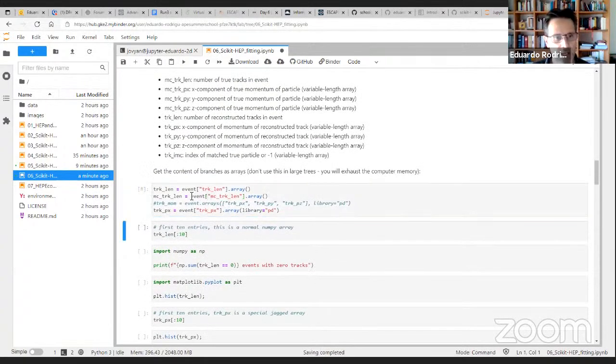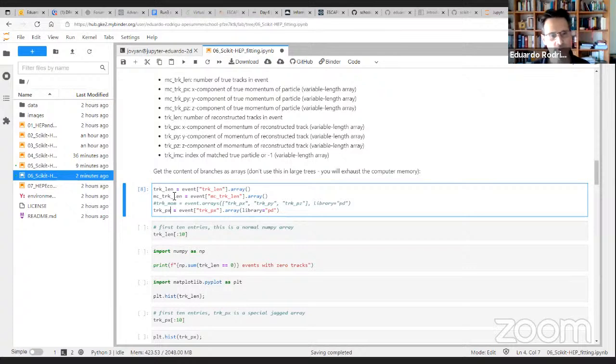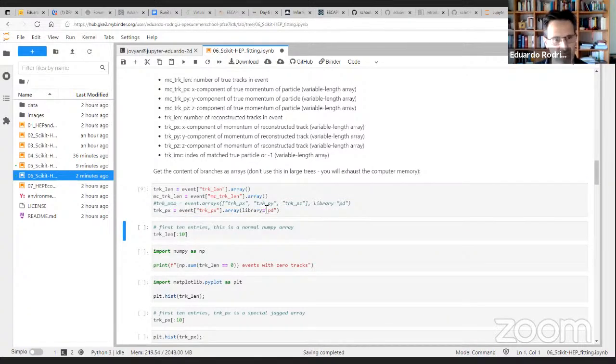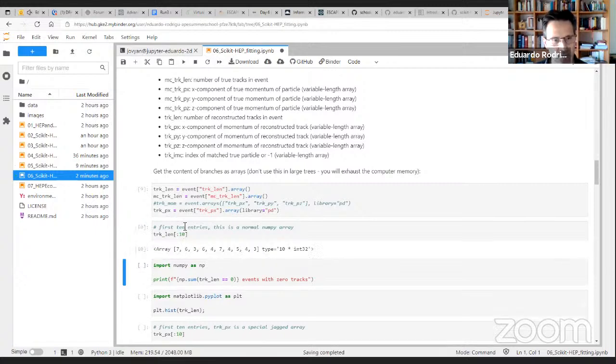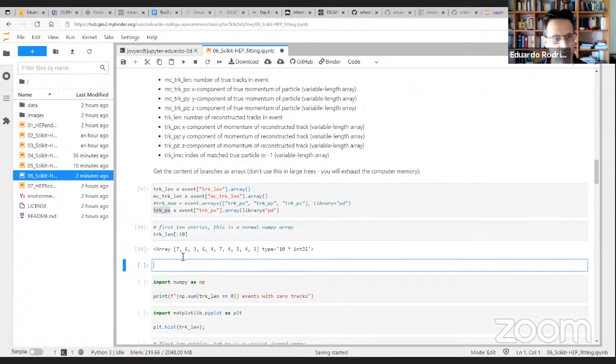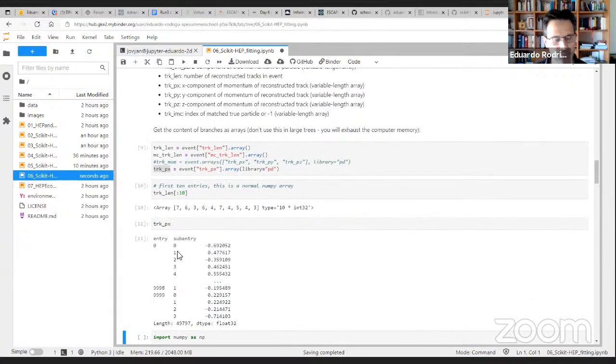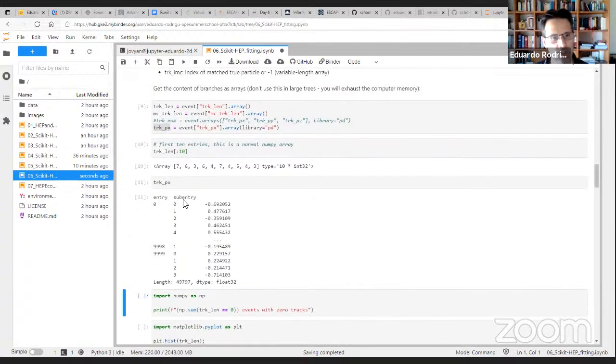Let's take an array of your tracks, the number of tracks that you have, and the same for the simulation, the generator level. Say you want to specifically look at the X component of the momentum, and you want to pass that on from the array using pandas. You see you have the sub-entries because indeed there are a bunch of tracks per event, but it's all there, nicely formatted by pandas.